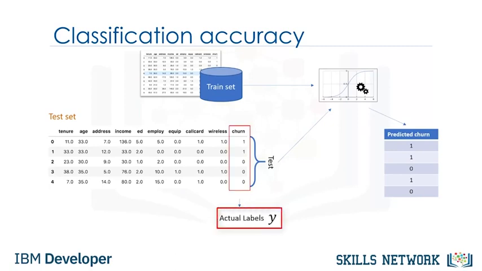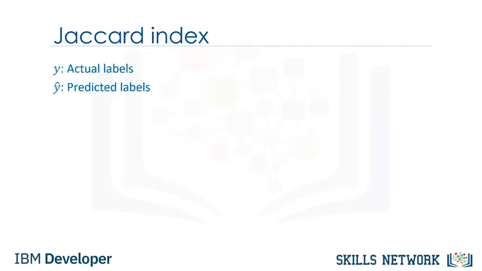Basically, we compare the actual values in the test set with the values predicted by the model to calculate the accuracy of the model. Evaluation metrics play a key role in the development of a model, as they provide insight into areas that might require improvement. There are different model evaluation metrics, but we just talk about 3 of them here, specifically Jaccard index, F1 score, and log loss.